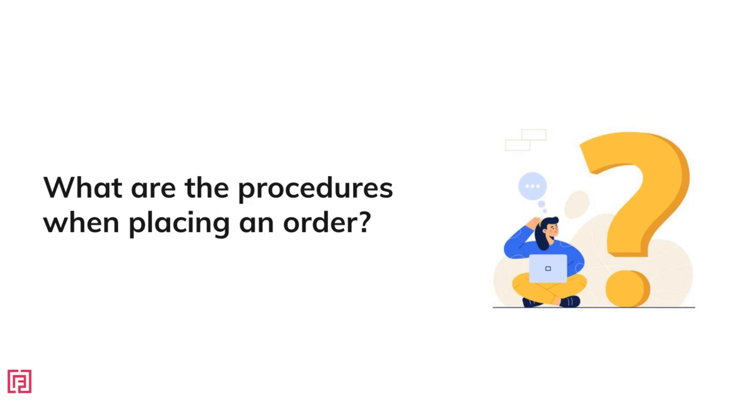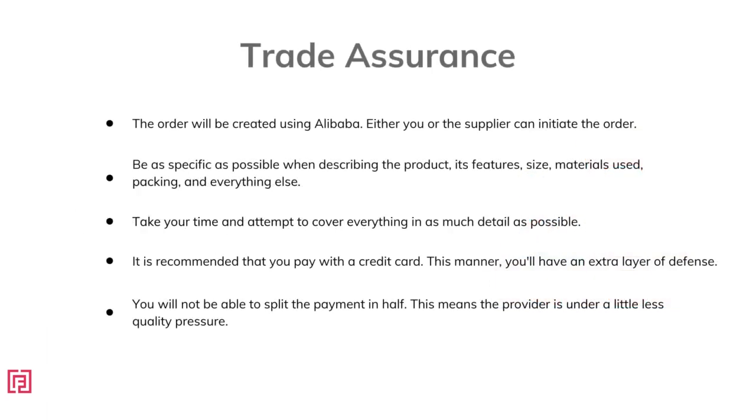So, how does this procedure actually work in practice? Trade assurance. The order will be created using Alibaba. Either you or the supplier can initiate the order. After you've agreed on the final terms, price, and quantity, you'll be given the supplier's bank account information, and you'll be able to make a bank transfer payment. If you want to pay with a credit card, you can do so directly on Alibaba's website.